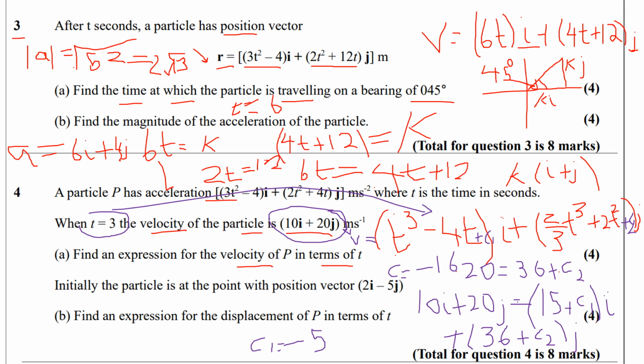What about part B? Initially, the particle is at the point with position vector 2I minus 5J. You're going to be careful here. Find an expression for the displacement. When it says initially here, we're looking at when T equals 0. So R is equal to this, and we're going to integrate the velocity vector, or the velocity component.